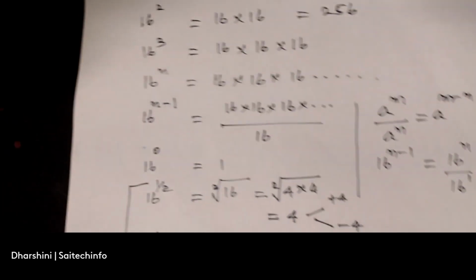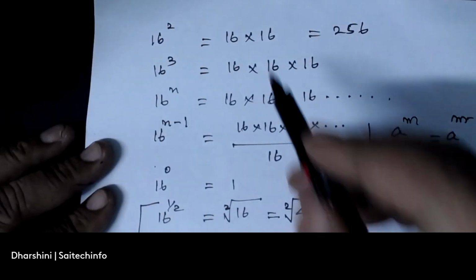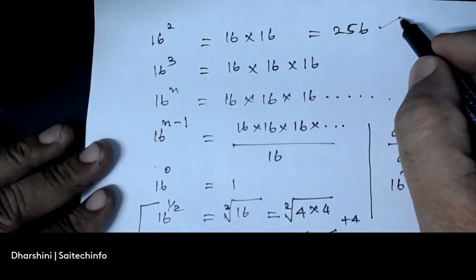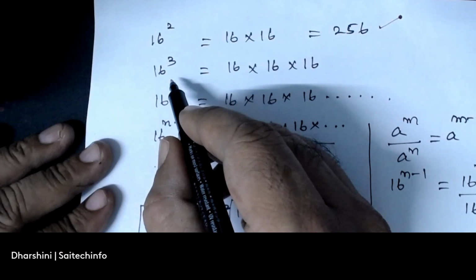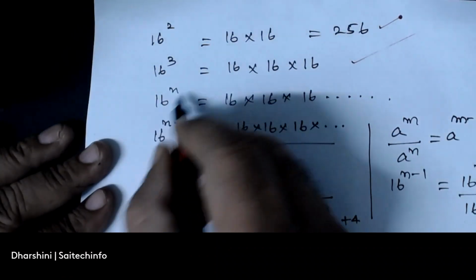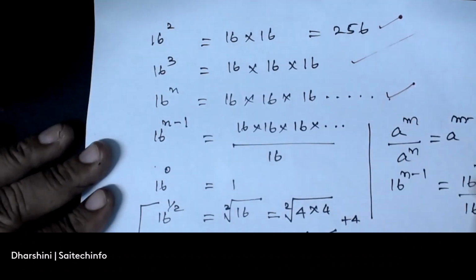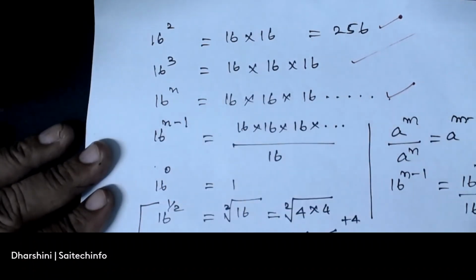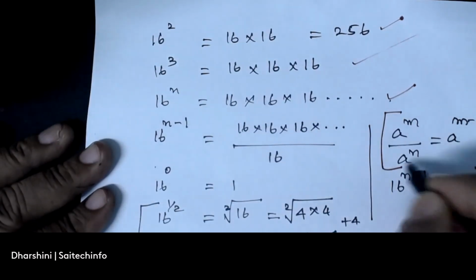Let us consider 16 square. We know very well 16 squared is equal to 16 into 16, that is 256. 16 cube means 16 into 16 into 16. It goes to 16 power n, so 16 into 16 into 16, n times. Then 16 power n minus 1 means what? We can apply the formula here.